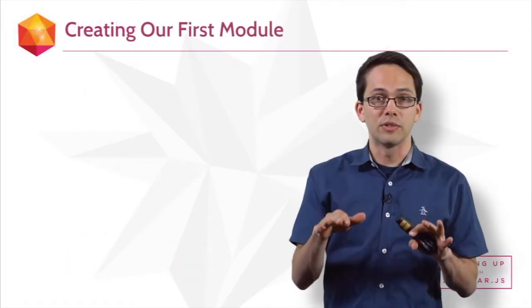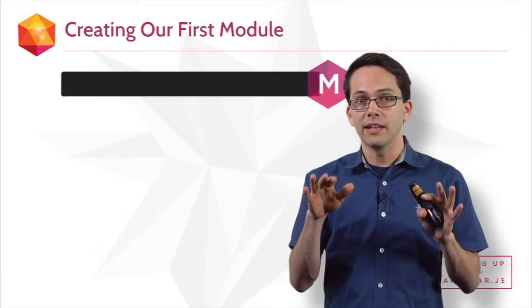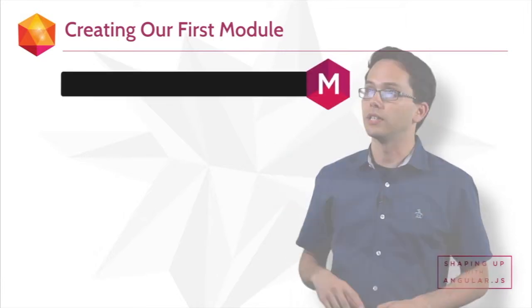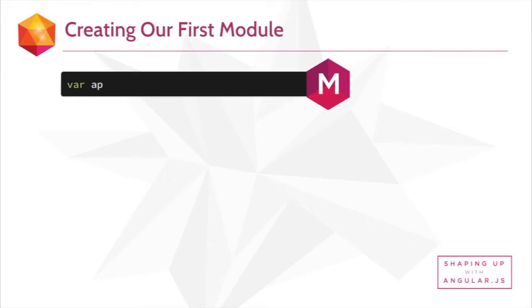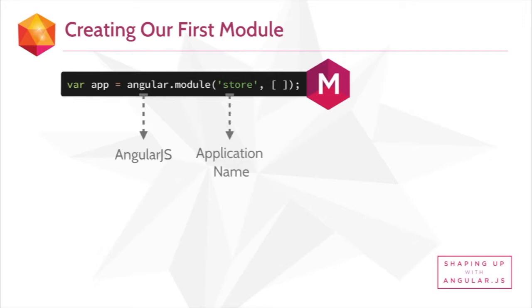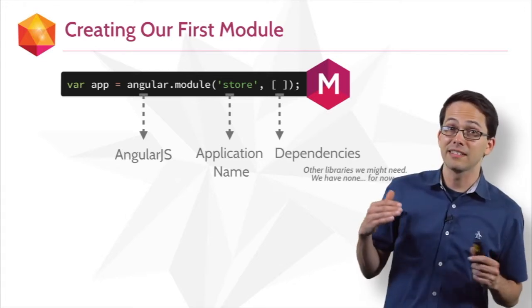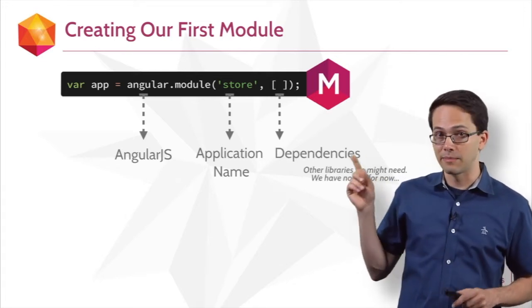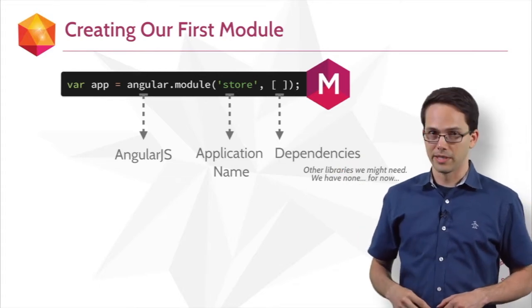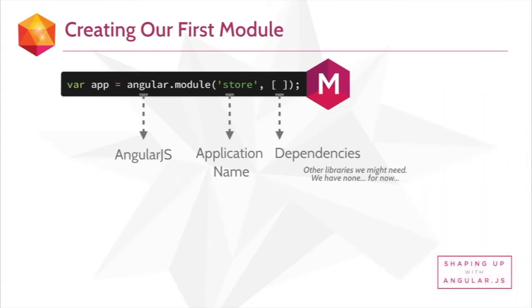So it shouldn't surprise you that the very first piece of code that you write in Angular is a module line. So we're going to write var app, that's our application, equals angular, that's the AngularJS library, dot module, because we're creating a new module, we give it a name, in this case store, and then in that little array syntax, we define dependencies. We don't have any dependencies yet, but we still have to send in an empty array, because that's how we roll.